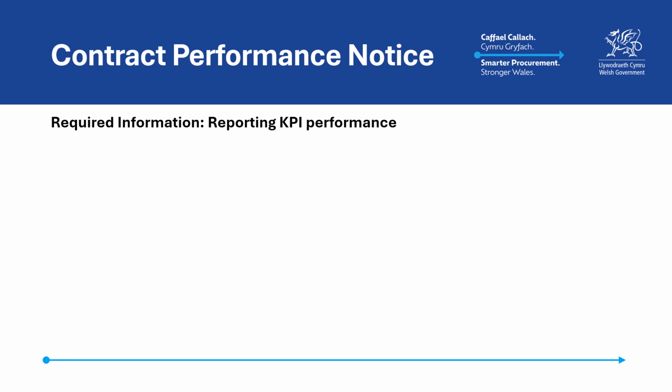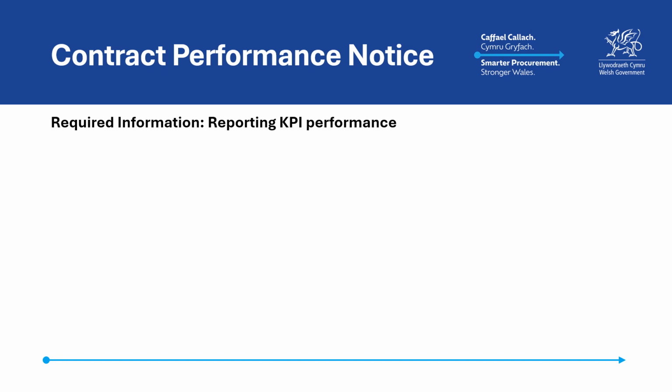The following information must be included when publishing a contract performance notice to report performance against KPIs, though please note that not all of this information will be required in all circumstances, and authorities should refer directly to the regulations and associated guidance, as this information is only being provided as a general guide to the notice requirements.